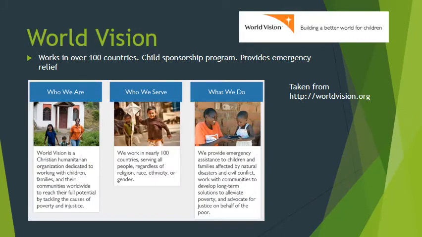Now, World Vision you've all heard of, and I know some people are doing the 40-hour famine. World Vision works in 100 countries. They've got a child sponsorship program, but they also provide emergency relief. So they're a Christian organisation working with communities. They're working in 100 countries, and do a lot of emergency relief as well as developmental aid.